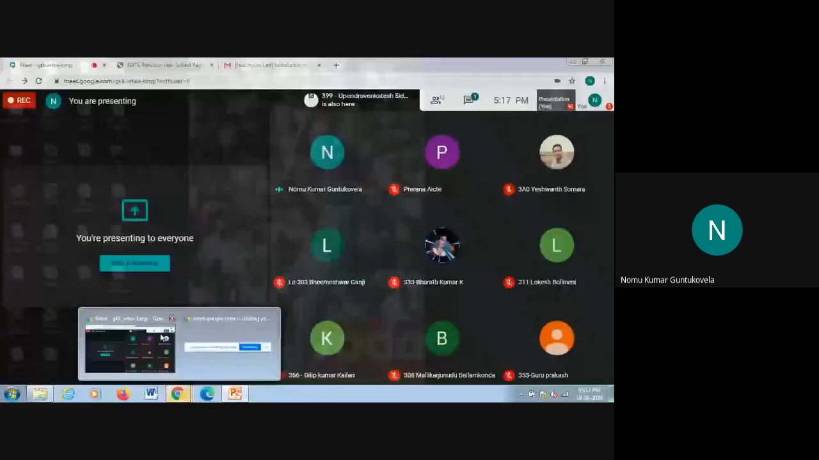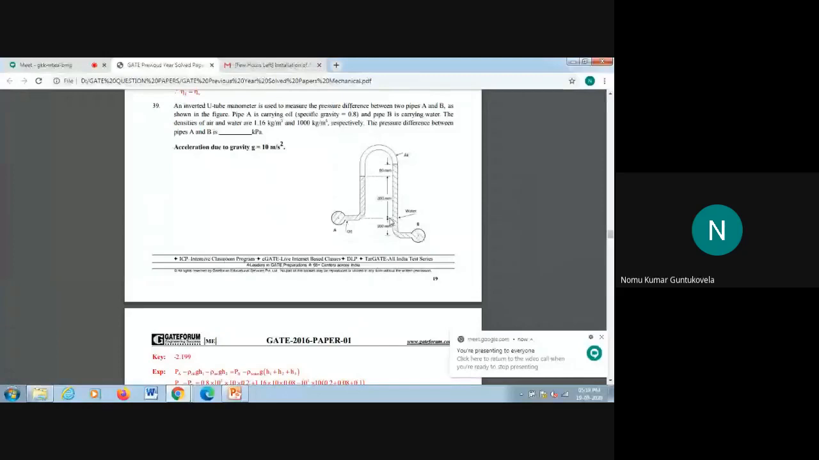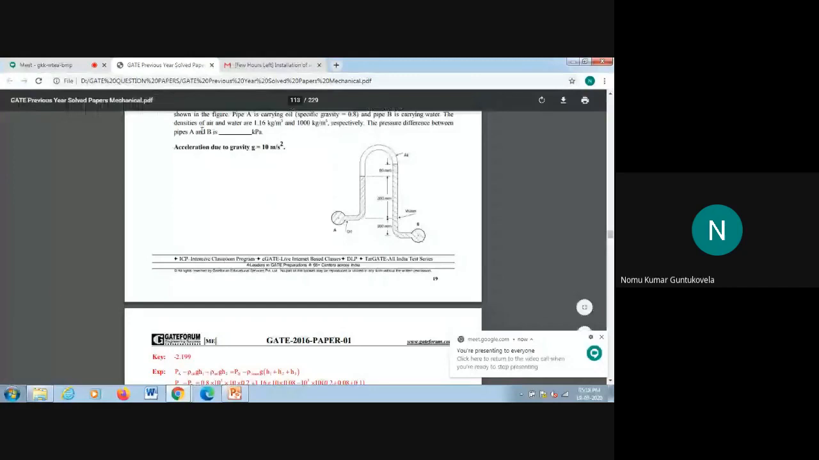See here, this is an inverted U-tube manometer. Two pipes are connected as shown in the figure. Okay, pipe A is carrying oil with a specific gravity of 0.8, and pipe B is carrying water. The densities of air and water are 1.16 kg per meter cube and 1000 kg per meter cube. The pressure difference between pipe A and B is ___ Pascal.